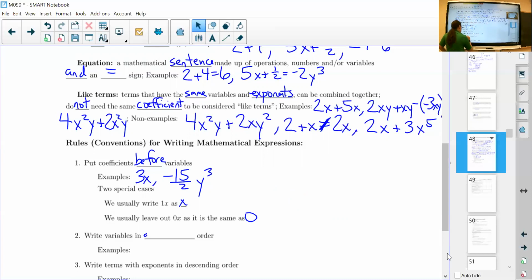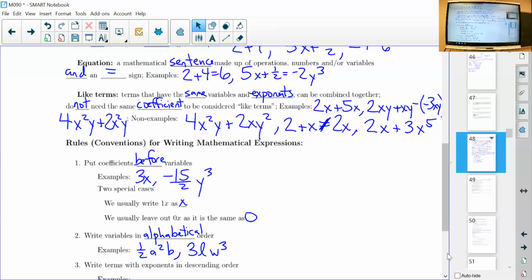We write our variables in alphabetical order. So I have 1/2 a squared b. I have 3lw cubed. Those are all in alphabetical order by the letters. It doesn't matter what the exponents are.